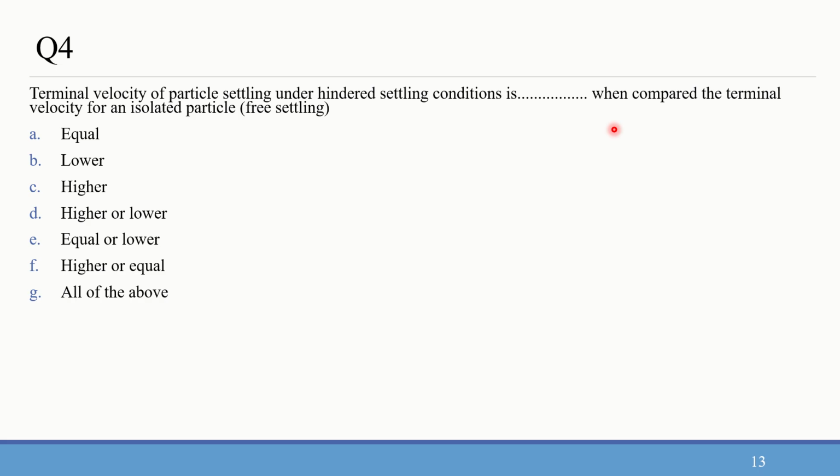In the question, we are asked to compare the terminal velocity of a particle settling under hindered settling with the free settling velocity. Since it is a theory question, I'll give you 1 minute. Please think, and we will discuss the answer.